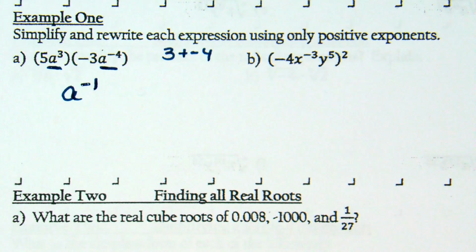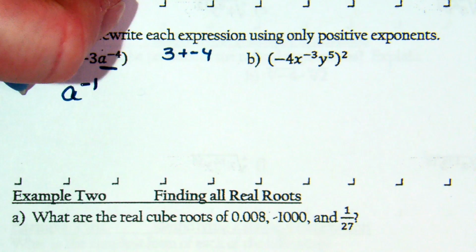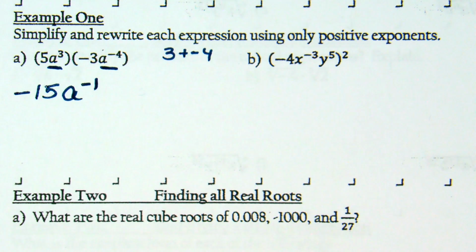Now, what part did I ignore? The 5 and the negative 3. What do we do with 5 and negative 3? You multiply them. It's a multiplication problem. Those are just integer coefficients out front. 5 times negative 3 is negative 15. So I currently have negative 15 a to the negative first. So I have multiplied my two terms into one term. Am I done? Can I stop here?